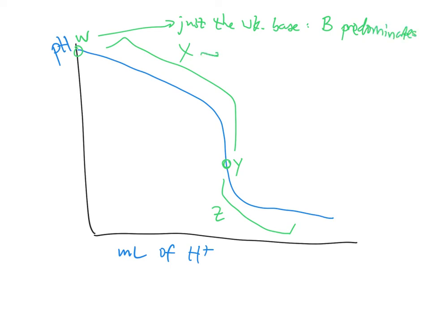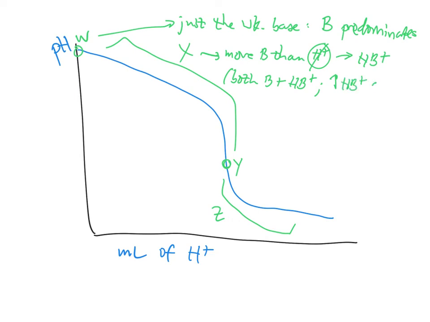And then in region X, when you started adding H plus to that, there's more B than H plus. And when there's more B than H plus, all the H plus is going to go away. So you're going to have some B that's left. And you also, don't forget, produce HB plus. And so there's some of each. So you have both B and HB plus floating around in water. Because the more H plus you add, the more HB plus you make, there is more and more HB plus as you go down the curve.